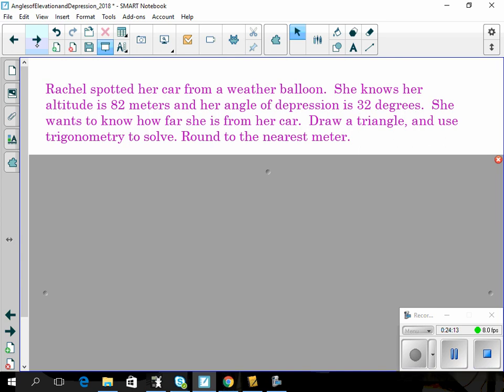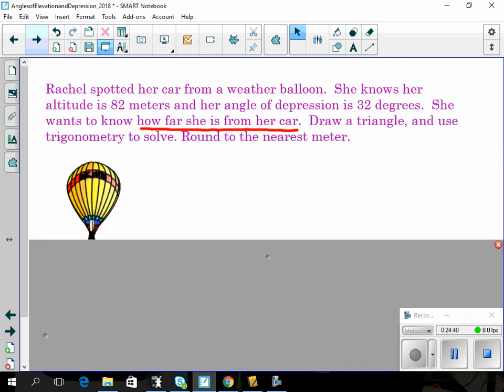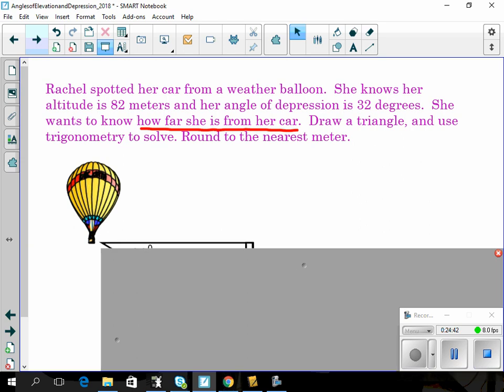Let's keep reading. She knows her altitude is 82 meters. Do we know how to draw the altitude? Okay, I want to see that. And then her angle of depression, perfect. She wants to know how far she is from her car. How far she is from her car. So if I'm thinking about drawing a picture, so far we have a balloon. We have an angle of depression.